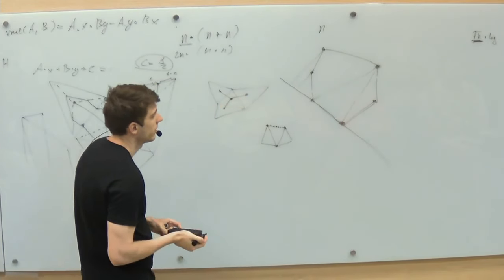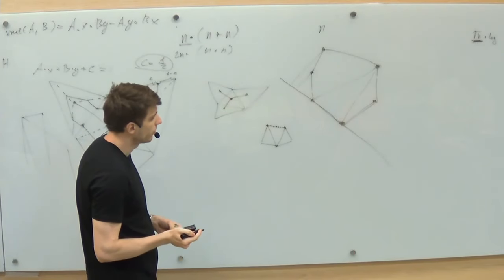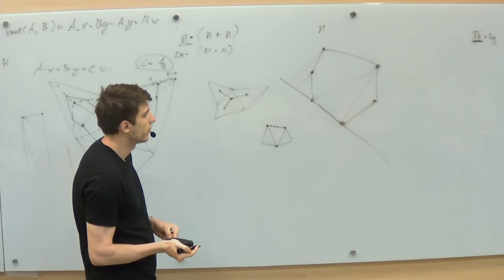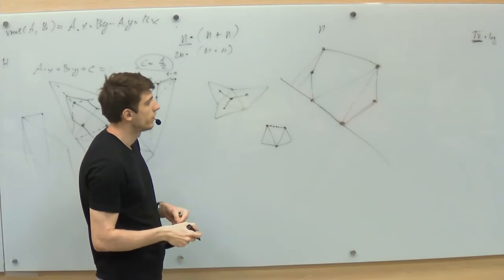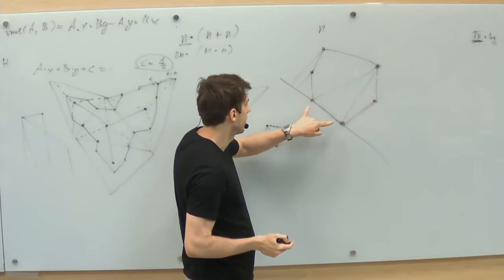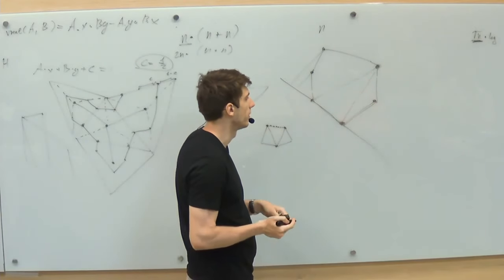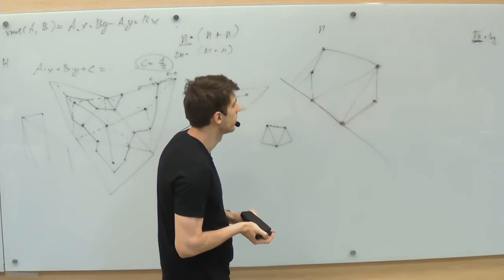And the statement says that we will always find the pair of the most distant points by checking this edge and the point which is the most distant from the line on which the edge lies.